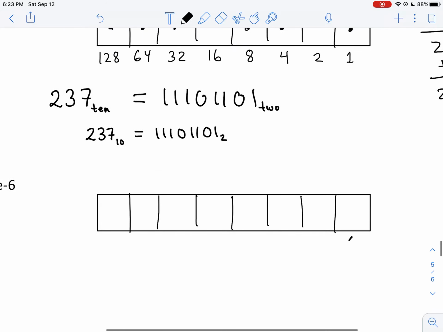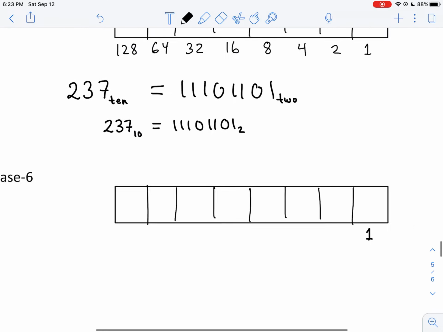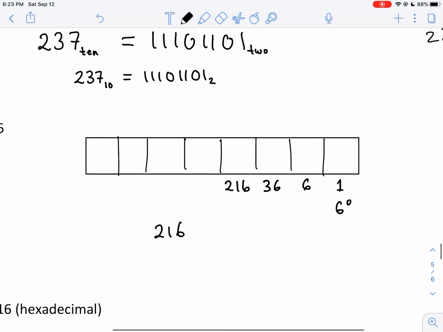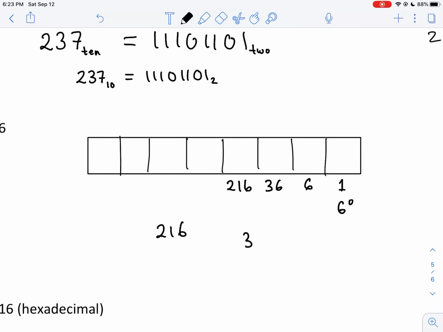So the last box to the right is the 1s. Now we're in base 6, so this 1 is like 6 to the 0. The next box should be how many 6s we have. Then 6 times 6 is 36. 36 times 6 is 216. And 6 times that, oh boy, 6 times 216. We have 6 6s, that's 36. We have 6 10s, that's 60. And 6 200s, that's 1200. Add those together, we get 1296. So 1296 is the same thing as 6 to the 4th.